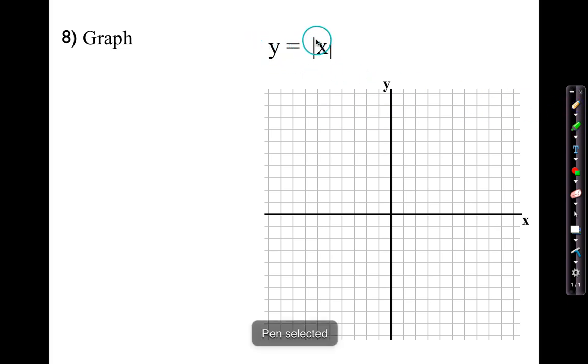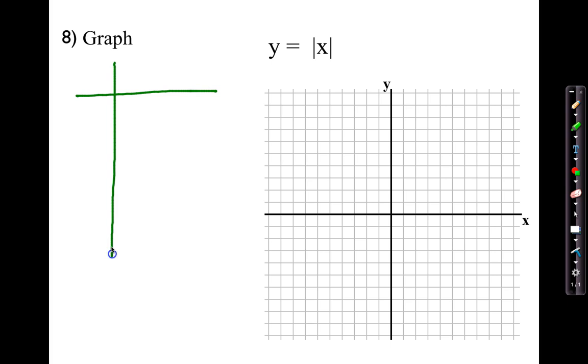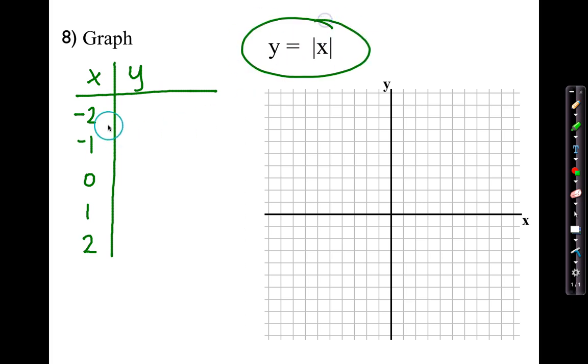Here it says y equals the absolute value of x. So once again, I'm going to start with a table. I want at least 5 ordered pairs for this particular type of problem because I want to see the overall shape. So here, picking values for x, I'm going to stick with the old -2, -1, 0, 1, and 2. I'm going to figure out what the y value is simply by using the equation.